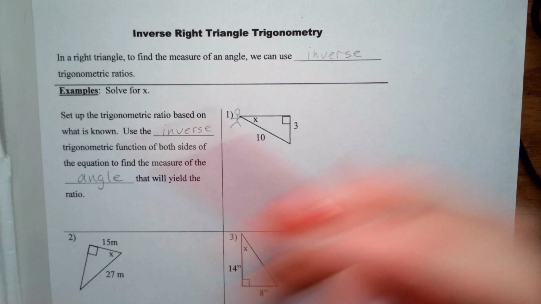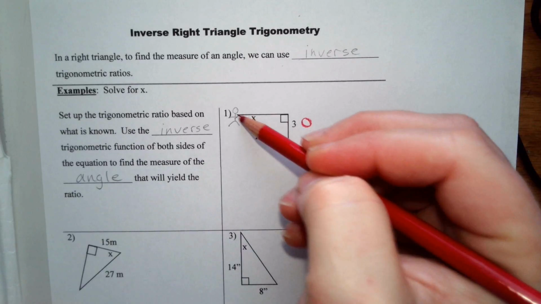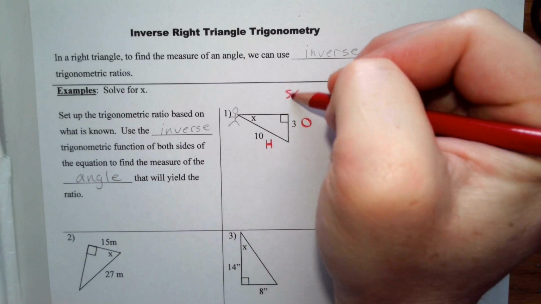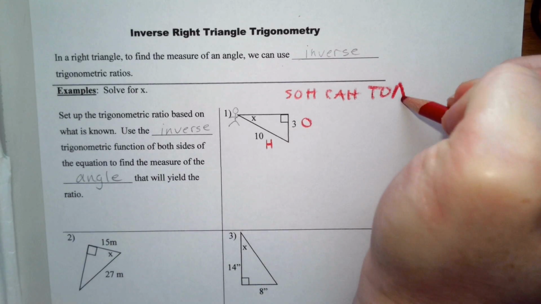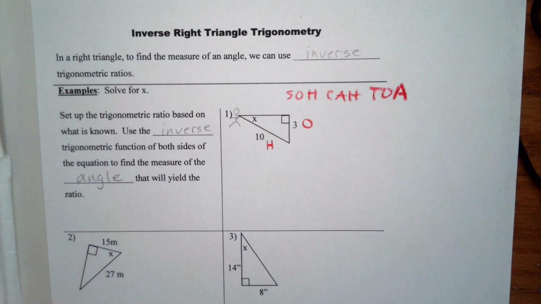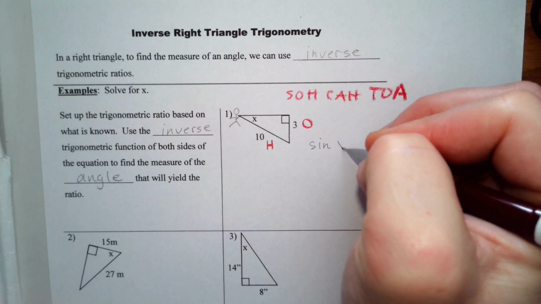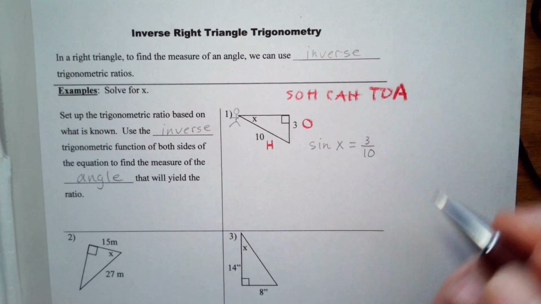If you look here from your point of view, the 3 is your opposite and the 10 is always the hypotenuse. Now, going back to SOHCAHTOA, we got an O and an H, so I'm going to use sine. So we're going to write sine of x equals 3 over 10.